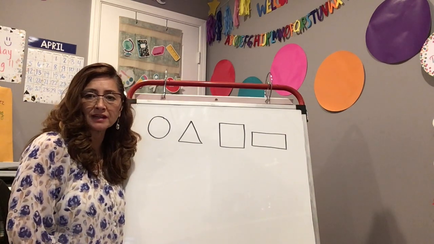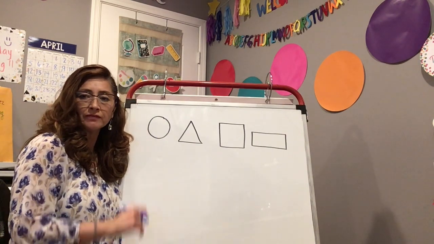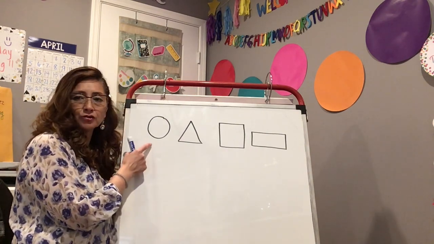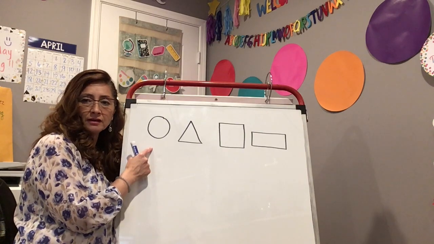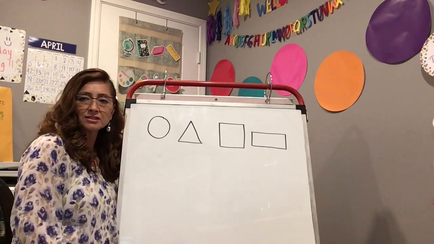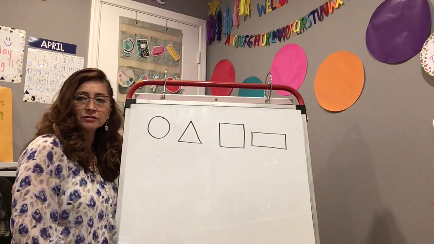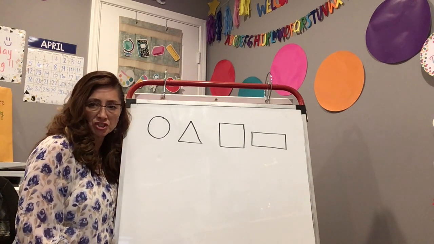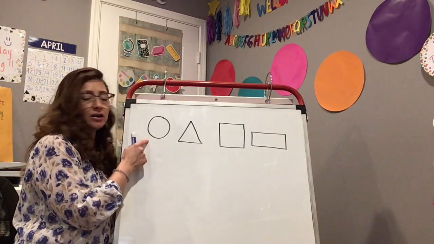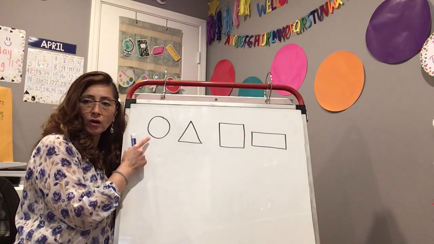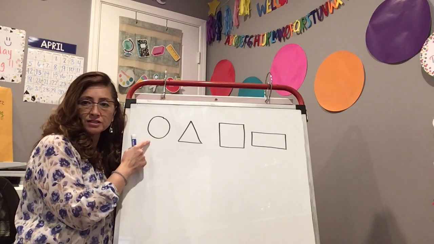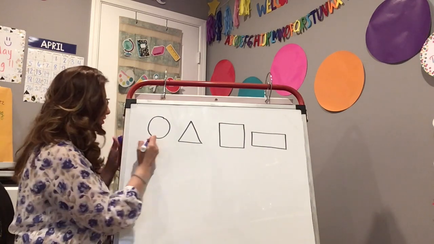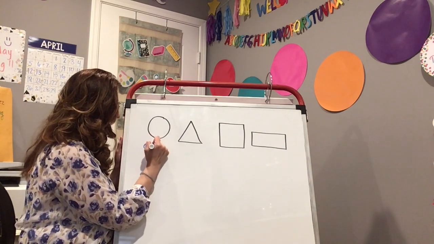Before we begin our math lesson, I would like us to do a very quick review. Let's take a look at these shapes that I drew on my dry erase board. I want you to think about which words you can use to describe these shapes. So let's take a look at this first shape. What words can you use to describe this shape? Yes, that's right, circle. This is a circle.